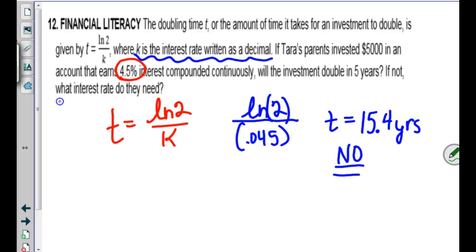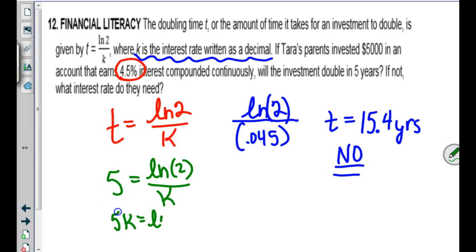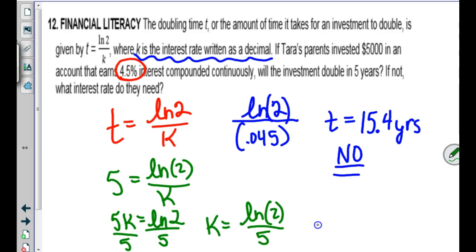Okay. What interest rate do they need? So what do we do to work it backwards? What do we want to know? What do we want it to double in? So where are we going to put 5 years? ln of 2 over K. So we're looking for this rate K. So if I multiply the K over here and then divide by 5, so what rate would ln of 2, close parenthesis, divided by 5 give us?